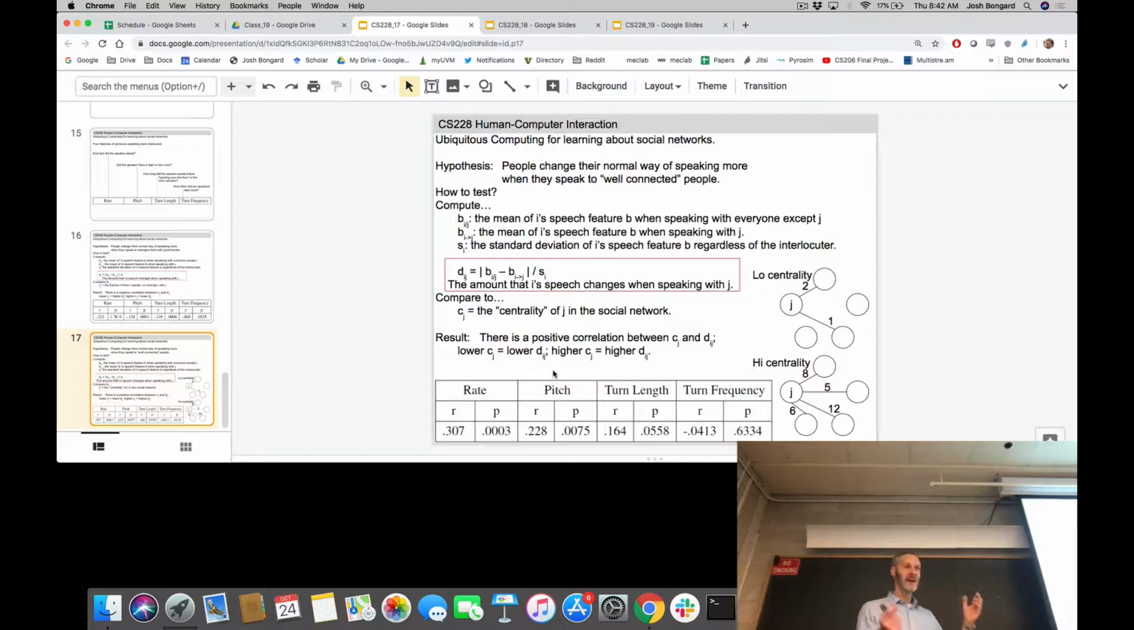We have concrete data supporting the fact that humans are changing their behavior. It also tells us something else indirectly, that I must somehow know that J is central. Otherwise, I would not be changing their behavior when they speak to J compared to anyone else, right? Also kind of interesting.